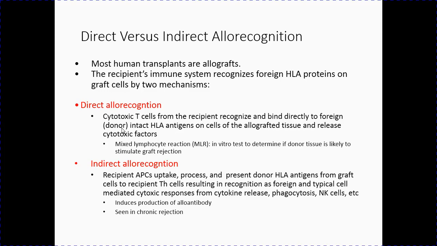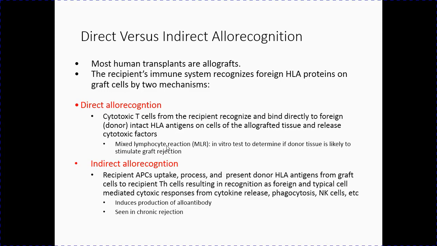In the lab, we can use the principles of direct allorecognition to determine if donor tissue is likely to stimulate a graft rejection. We call this the mixed lymphocyte reaction. It's an in vitro test. And the way that it works, I'll explain it to you. It's in the book as well, I believe. It is in the book.